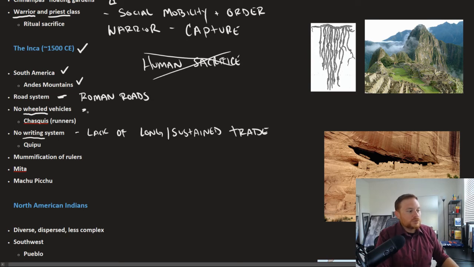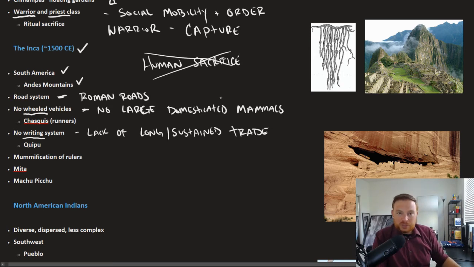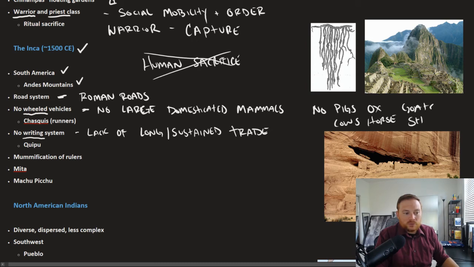No wheeled vehicles, right? Why not any wheels? Well, that was because mostly there was no large domesticated mammals, right? So not only in South America, but also in North America, there were no pigs, cows, oxen, horses, right? Goats, sheep, right? All of these animals that you could potentially attach to a wheeled vehicle, none of these existed in the New World, right?